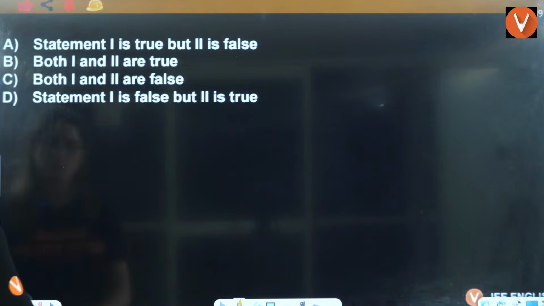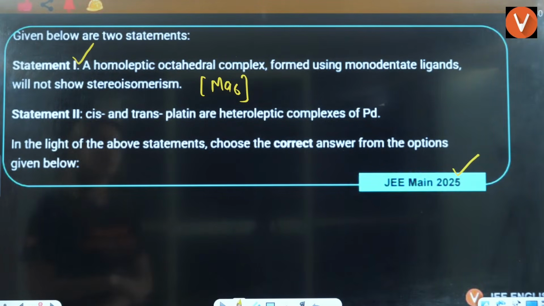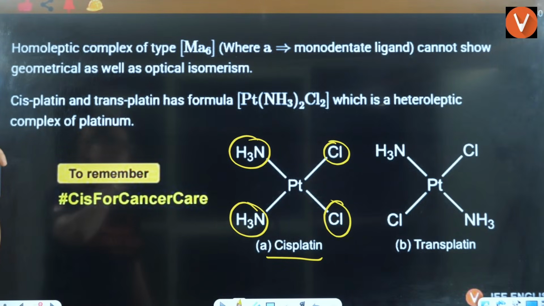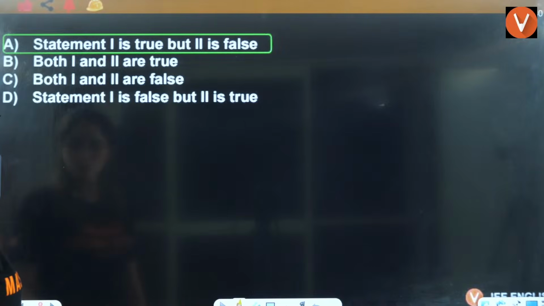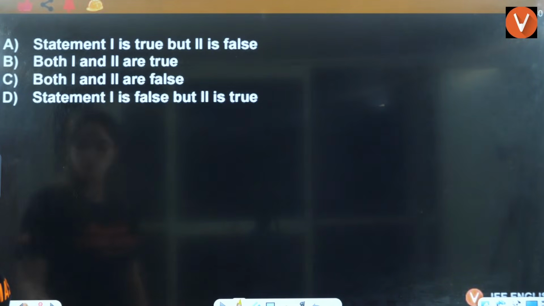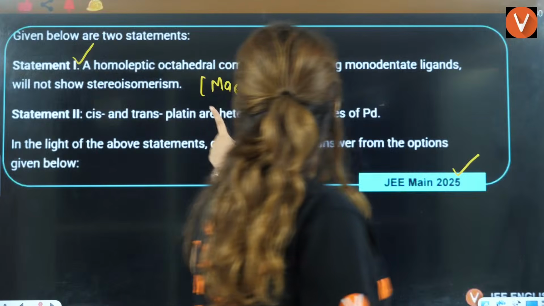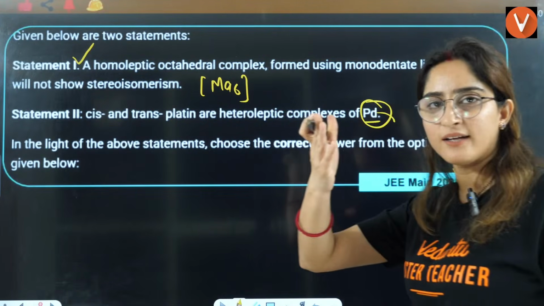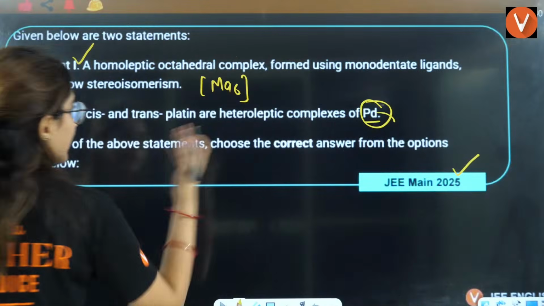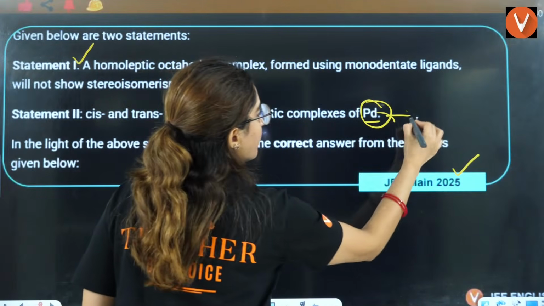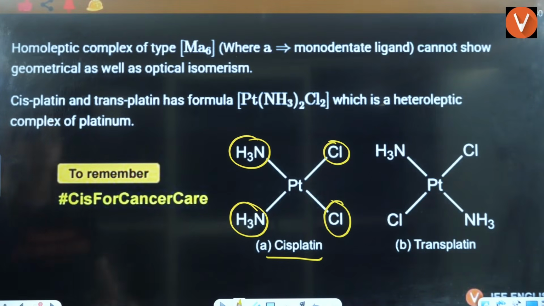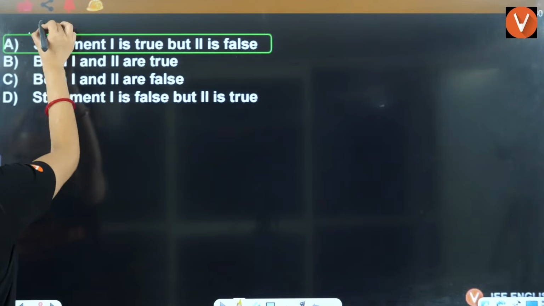Wait a minute. Cis and trans platin are heteroleptic complexes of PD. Then why is statement 1 true? No, both will be true. Acha, PD is written. It should be PT. So that's why the answer will be that the second statement is false.